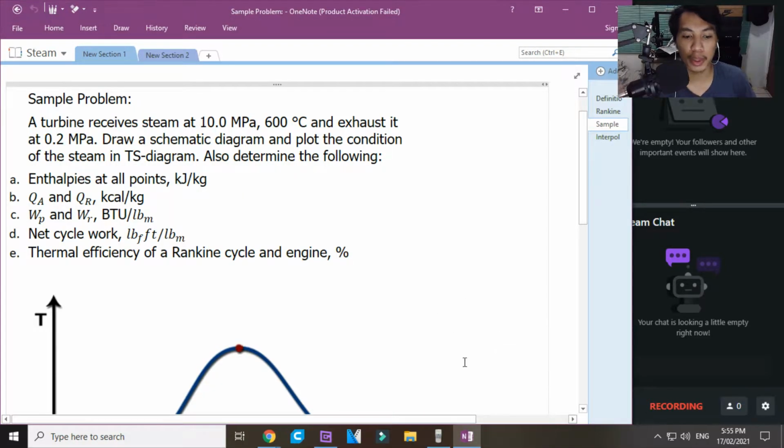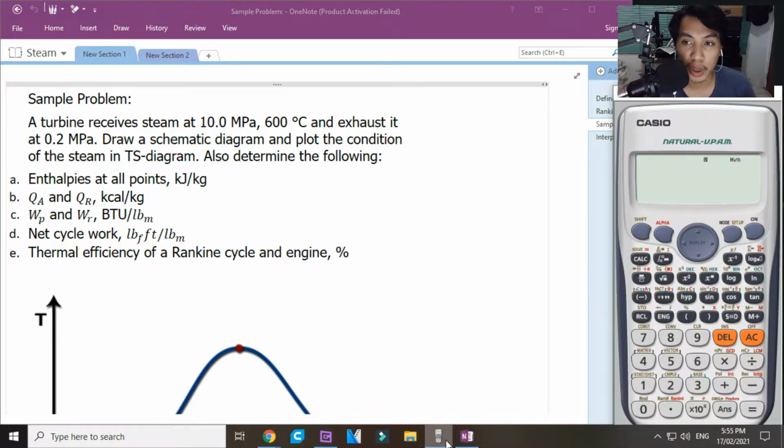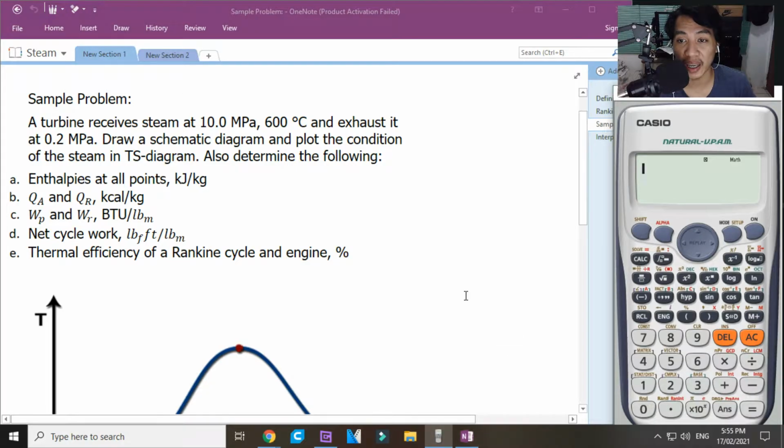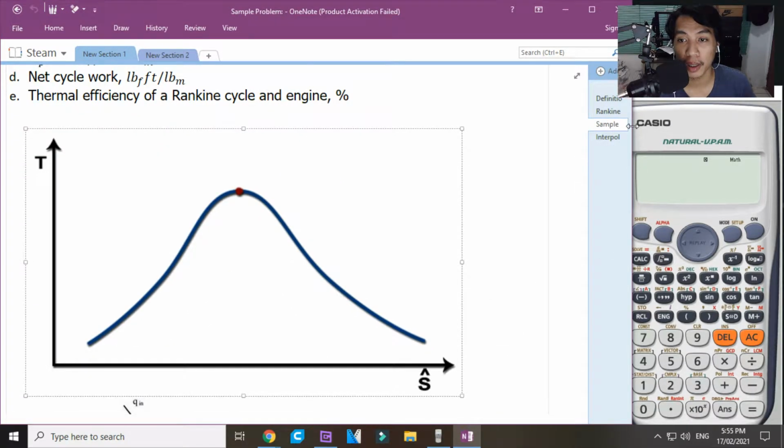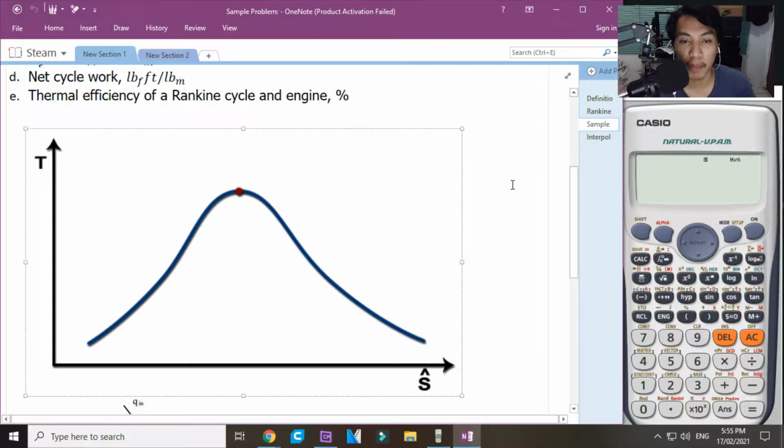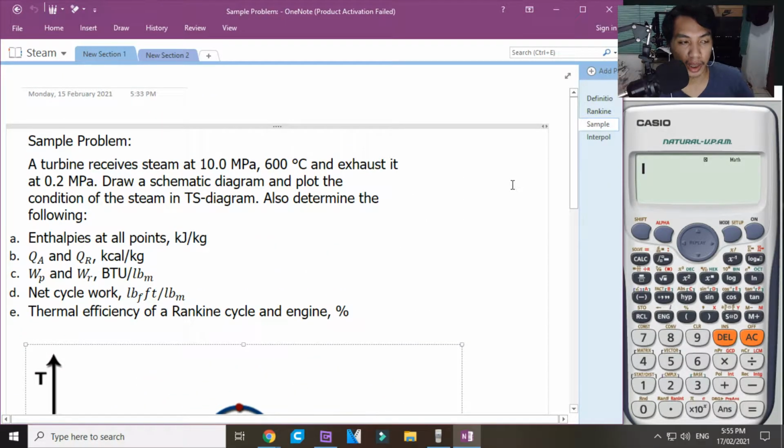Good day. So, this will be now the continuation of our ideal Rankine cycle. So, what will we do here, sir, now? We will solve a problem. It's a single problem only, good for a couple of minutes. We are already familiar with our steam tables and the processes involved in your Rankine cycle.